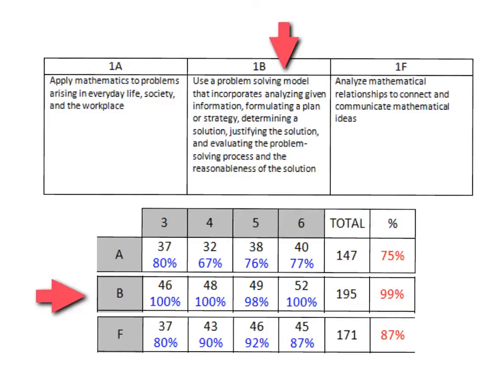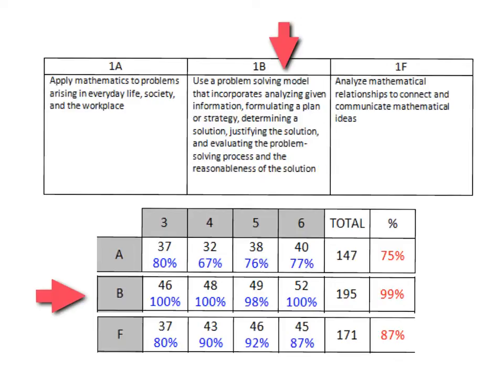When the TEKS were revised in 2012, all of the process standards from kindergarten through 12th grade are the same. So I'm just going to refer to the process standards as 1A, 1B, and 1F as we're looking at this document. These three process standards overall in 3rd through 6th grade comprised 75% of the test or more.